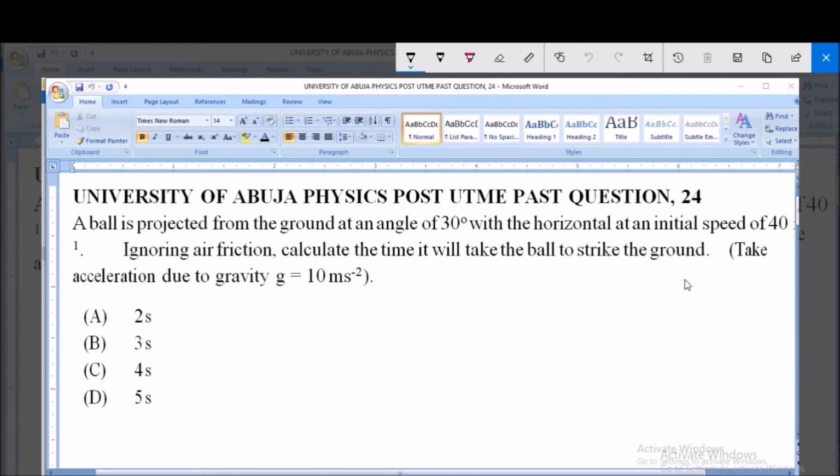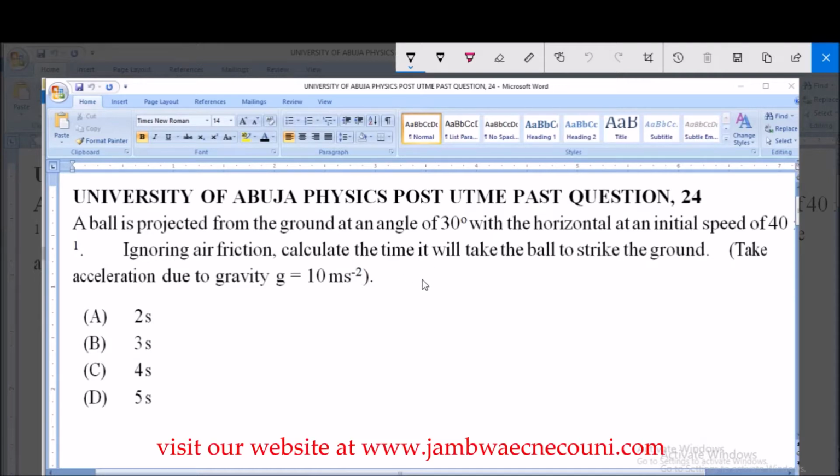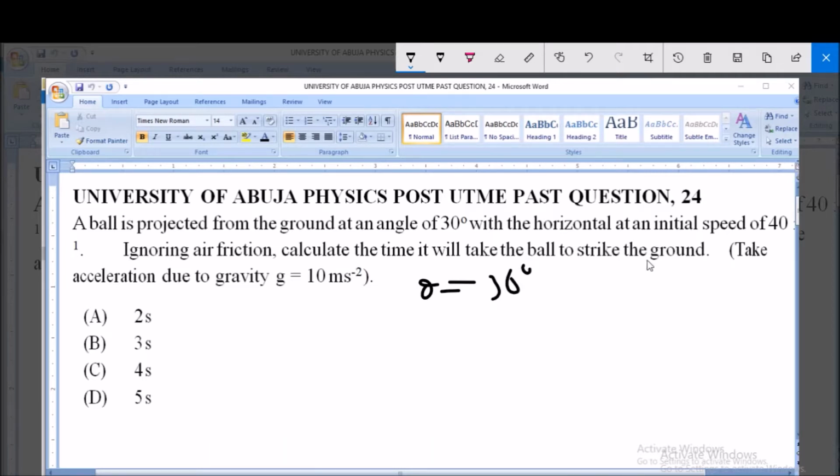A ball is projected from the ground at an angle of 30 degrees. Now the angle is called theta, 30 degrees with the horizontal, at an initial speed of 40 meters per second. This initial speed is called u, 40 meters per second, and we have that our theta, our angle, is 30 degrees.